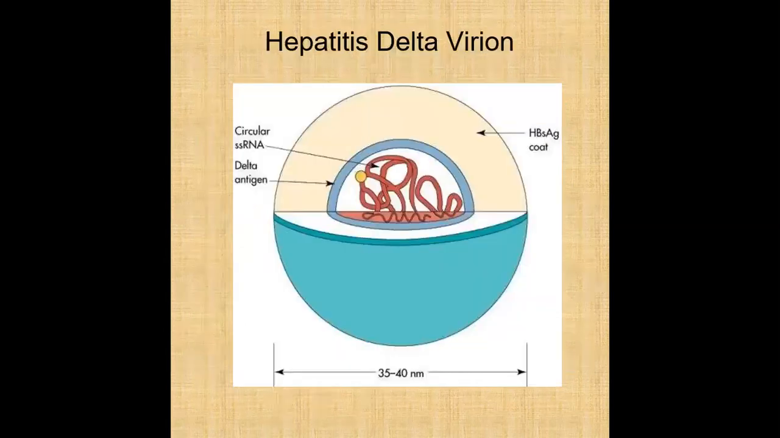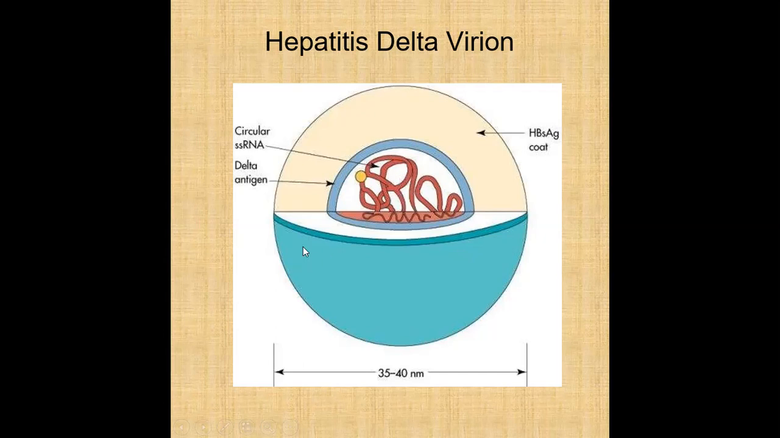If we see the internal structure or cross section of the hepatitis delta virus, or hepatitis D virus, the external surface coating is of the hepatitis B surface antigens. Here the coat is present, and in it there is a blue line that is nothing but the hepatitis D delta antigens, and in the internal part there is a circular single-strand RNA.